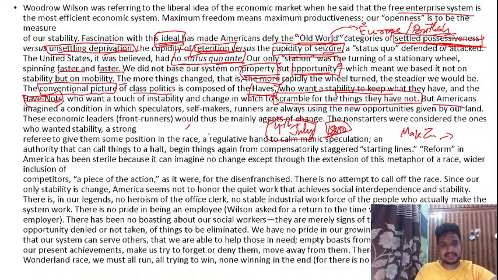But Americans imagine the conditions in which speculators, self-makers, and runners, these are the people who are the haves. These are basically haves, always using the new opportunities given by our land. So it's just saying that the conventional picture of haves and have-nots, the stability and instability, doesn't apply to America. Here, the haves, people who are already rich, people who are millionaires, they want more and more opportunities to earn more and more money. This has actually helped America.